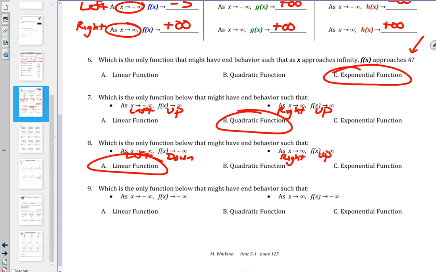Which is the only function below that might have this end behavior? So that we're going left, down, because y going to negative infinity is down. Then right, and then also down. So both arrows going down. Only quadratic, because that's the parabola.